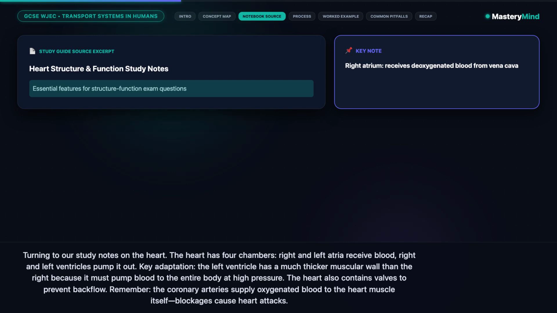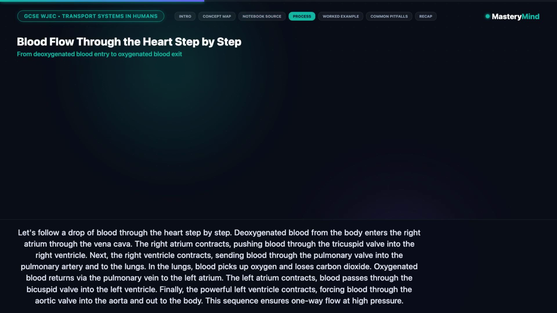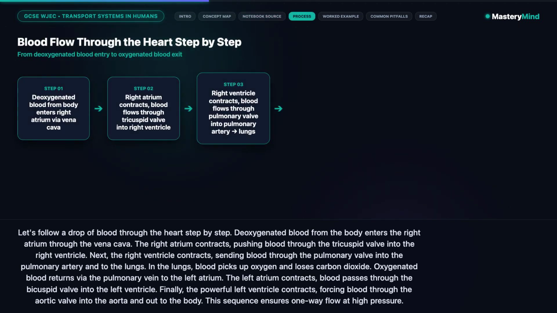The heart also contains valves to prevent backflow. Remember, the coronary arteries supply oxygenated blood to the heart muscle itself. Blockages cause heart attacks. Let's follow a drop of blood through the heart step by step.